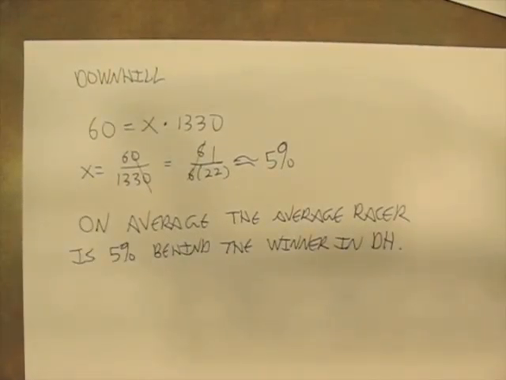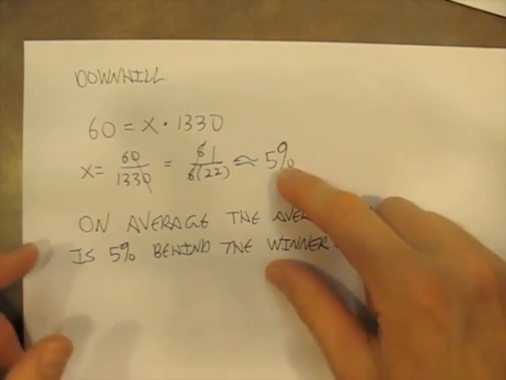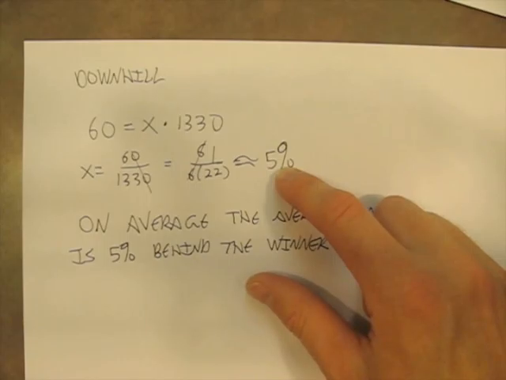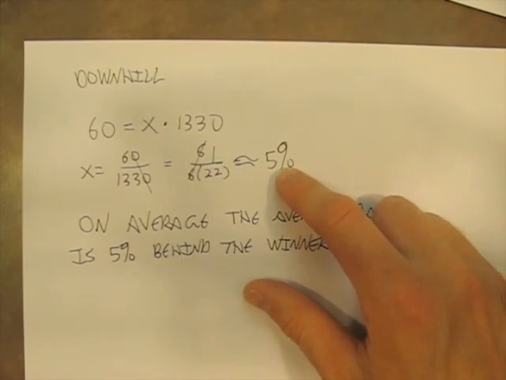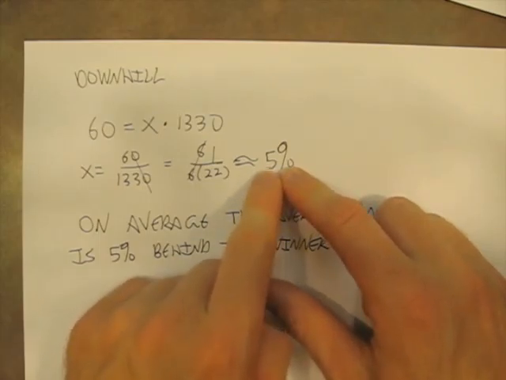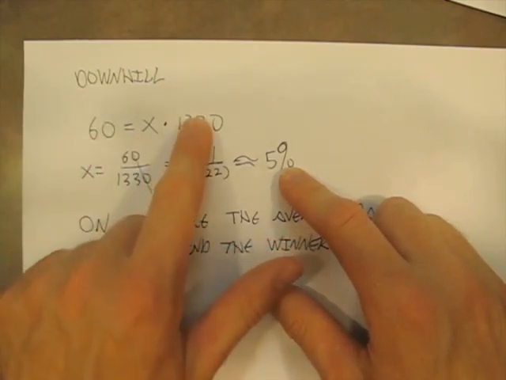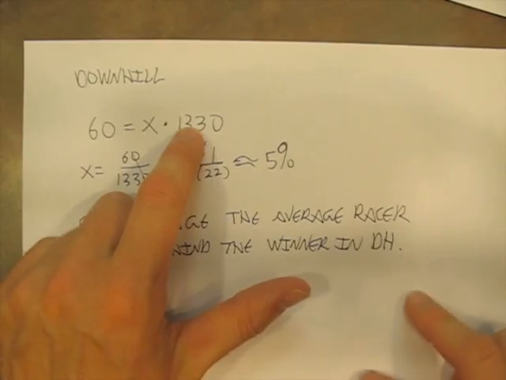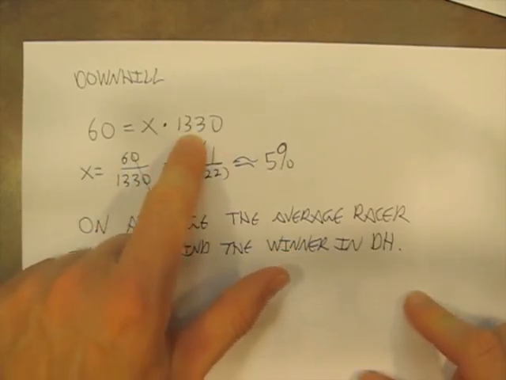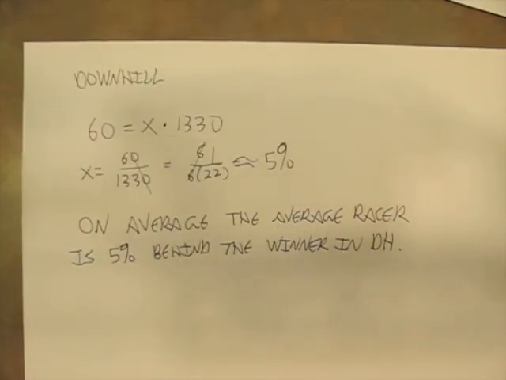So to reverse engineer it, what they do is they find out what percentage back is each individual person in the world off of the race winner in the race that they were in, and then you plug that in for x. 60 equals x times F. You solve for F, and for downhill you come up with 1330. For slalom you come up with 610, etc., etc.